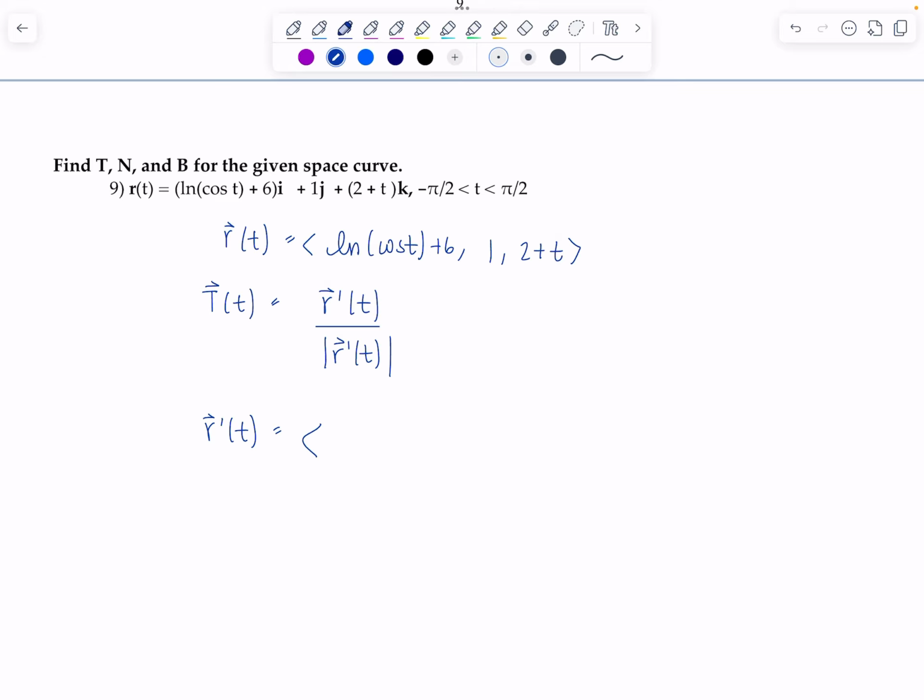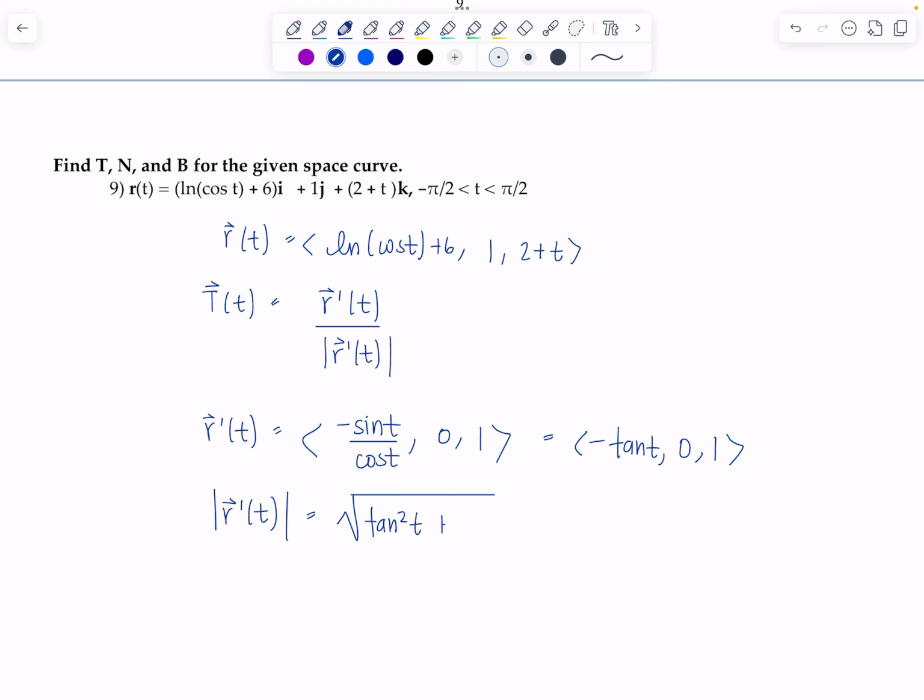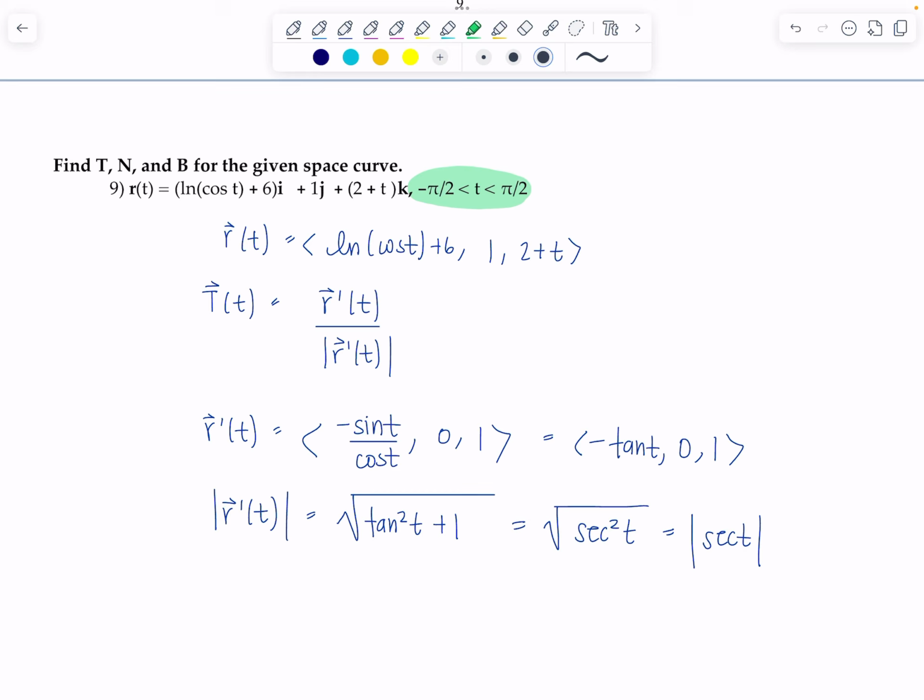Let's do it. Derivative of ln cosine t is going to be negative sine t over cosine t, 0, 1. So that's negative tan t, 0, 1. Now, magnitude of r prime of t is going to be square root of tan squared t plus 1. So that's square root of secant squared t, which technically is absolute value of secant t. And then this is where you use the fact that t is between negative pi over 2 and pi over 2. That's quadrants 1 and 4. And in quadrants 1 and 4, secant and cosine are positive. So then I know I can drop the absolute value bars with a clean conscience.